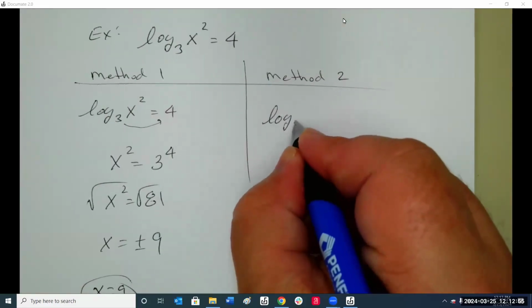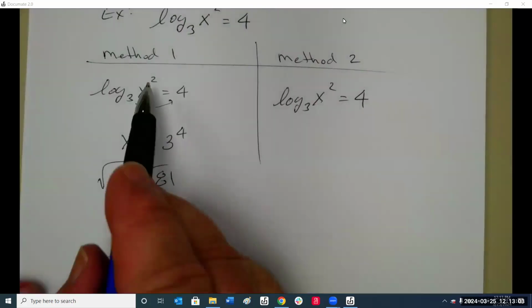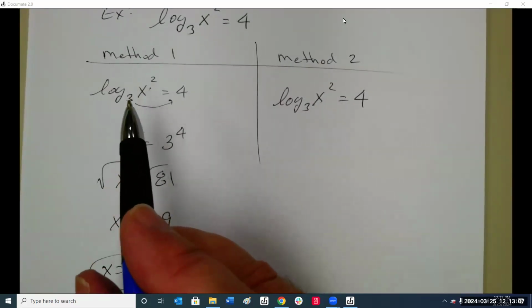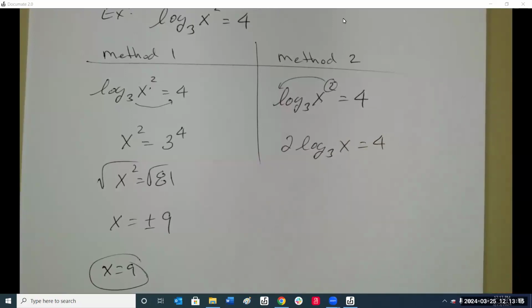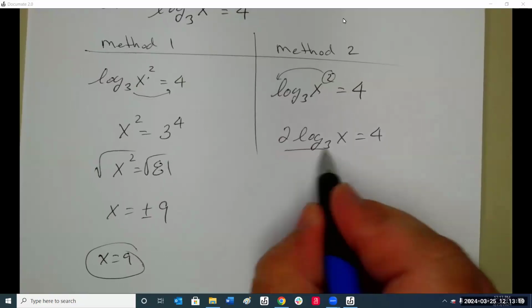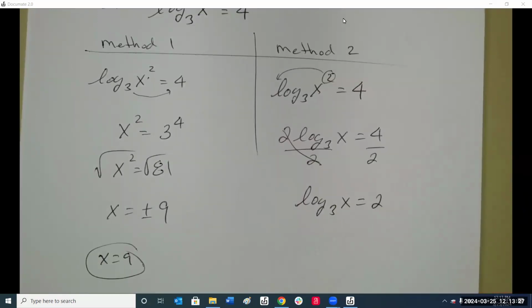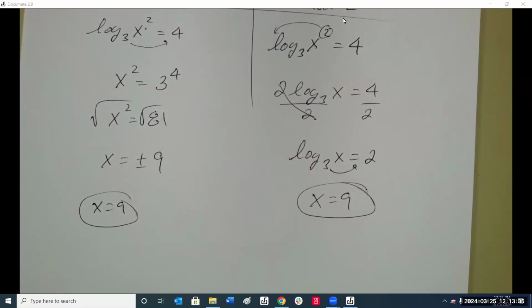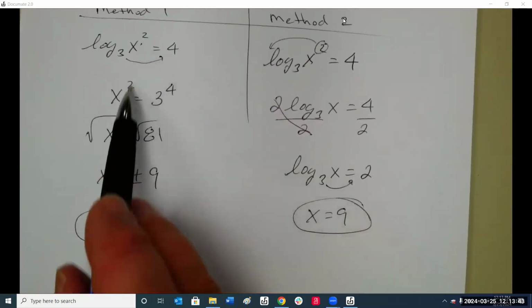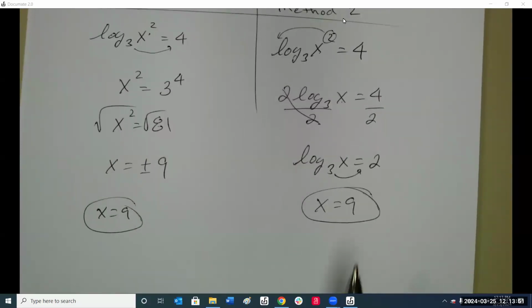Let's look at another way of using the properties. This other way will save you a lot of time, because if you leave it at x squared, that means you'll have two answers. Get rid of the exponents, like one of the first rules we have. Now divide both sides by two. Log base 3 of x equals 2. Now we do x equals 9. All that checking work is done. Both ways are correct, but if you leave it the first way, you'll end up with two solutions and you have to check them both. If you do it this way, you made it a linear equation. You only have one solution, and you know it's going to work because it's plugged in there.